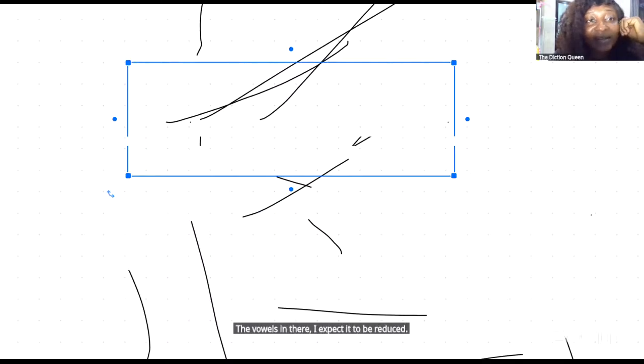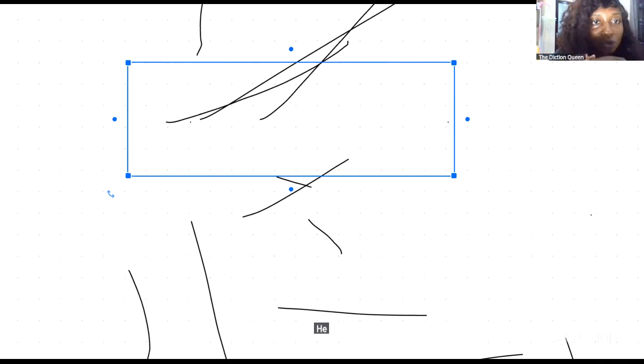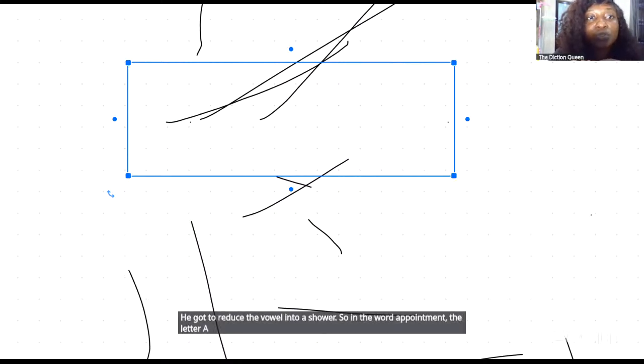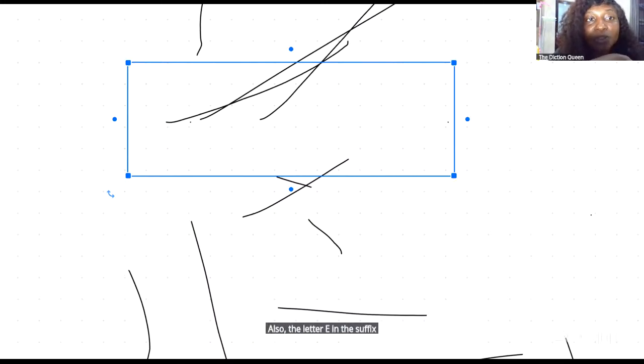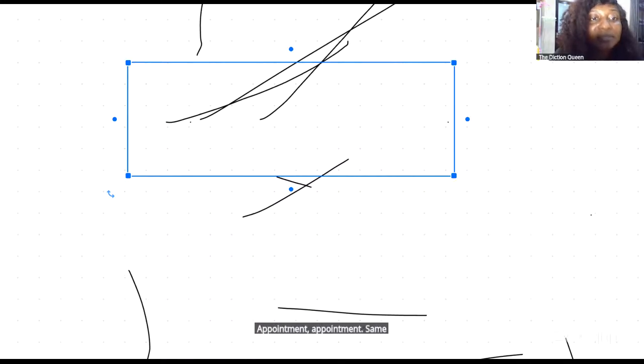Now remember I stated earlier that when you're reducing a vowel, you do not always reduce it into a schwa, but most times you get to reduce the vowel into a schwa. So in the word appointment, the letter A is reduced into a schwa. Also, the letter E in the suffix ment should be reduced into a schwa. So we have appointment, appointment. Same with adjacent and additional.